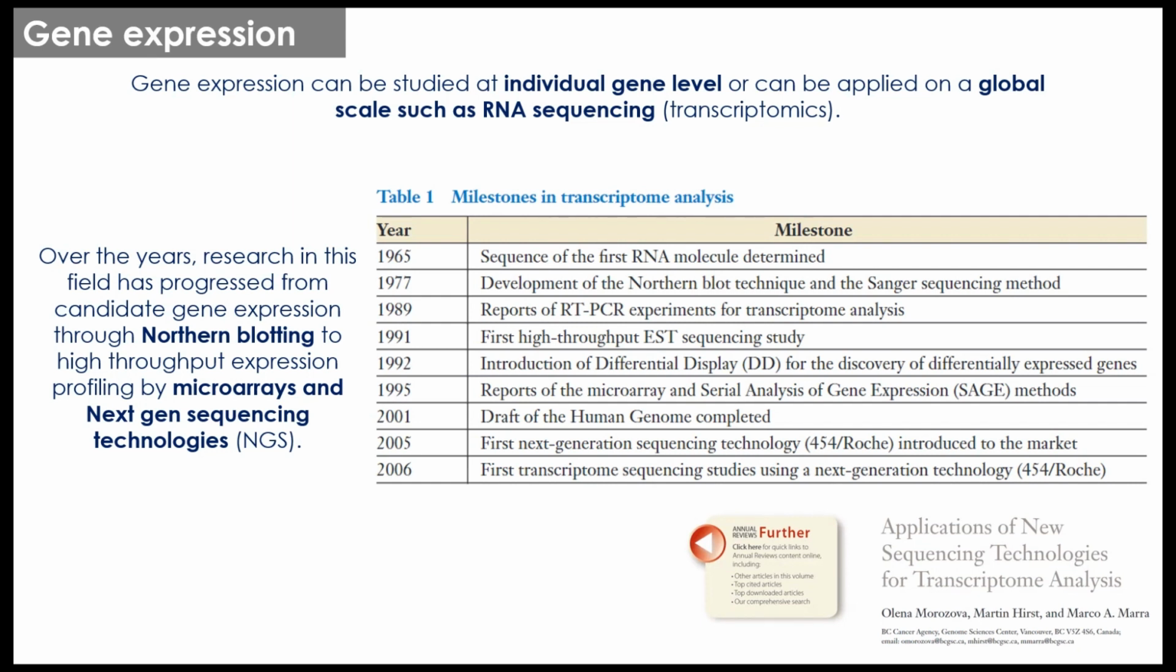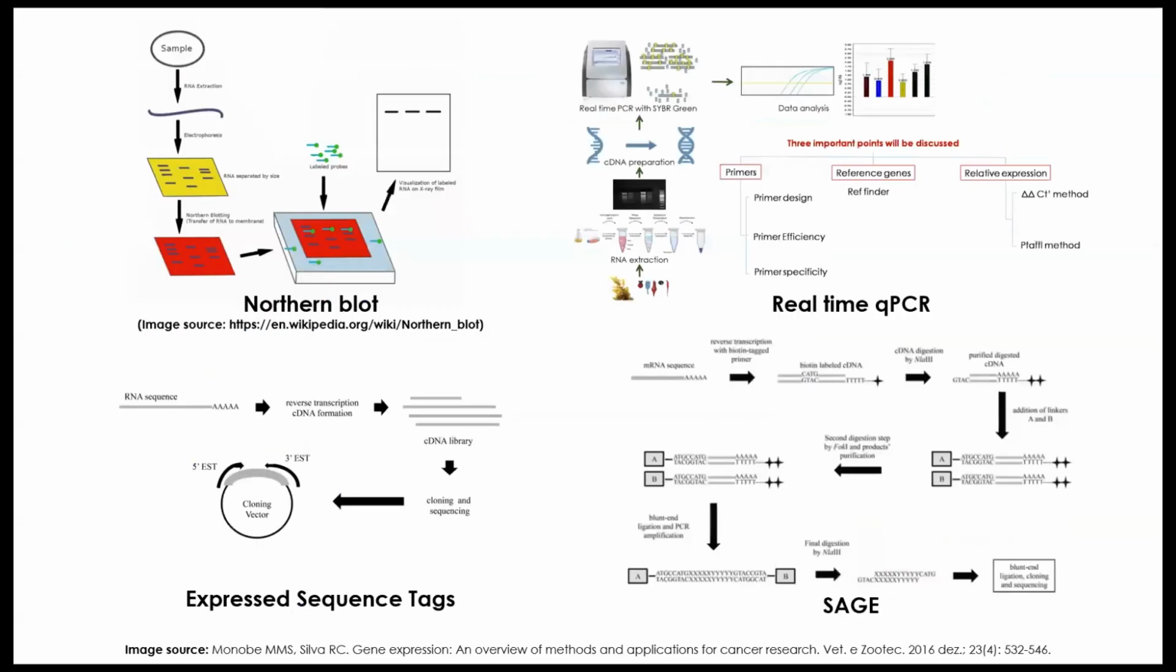From there, with the advent of PCR, real-time PCR also became very common for gene expression studies. Other methods include expressed sequence tags or SAGE analysis, that is, serial analysis of gene expression. And with the advent of next generation sequencing, it has become more and more common to do RNA-seq or the global stress response for gene expression studies in any organism, right?